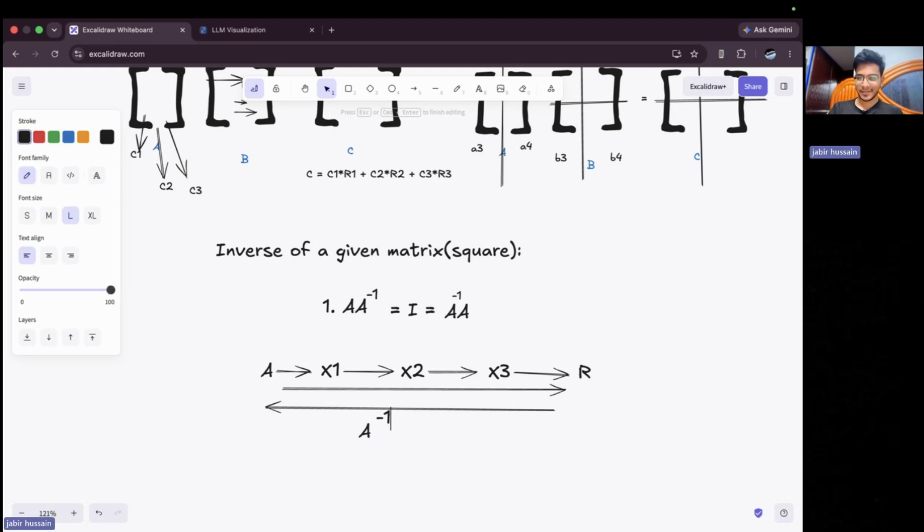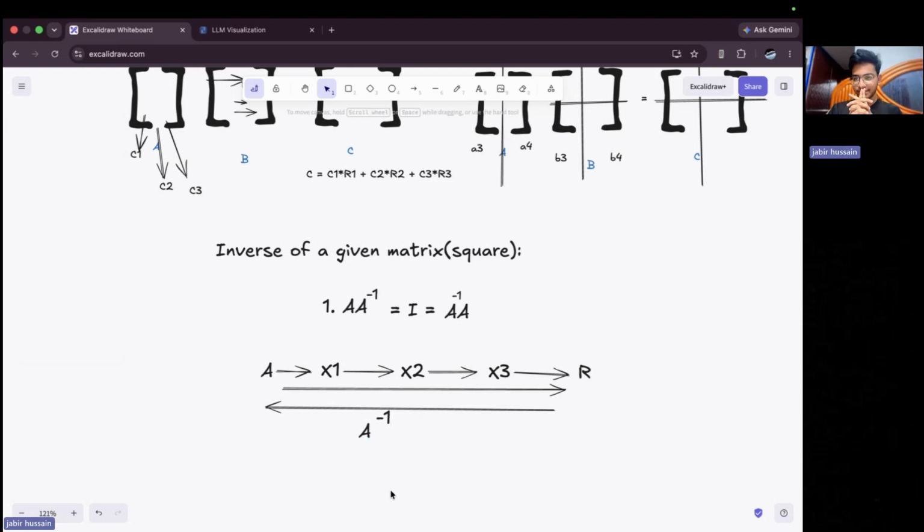This is the meaning of an inverse. So when you perform operations, let's say you're performing a line of operations, the reverse of that line is the inverse of A. Basically, A is the opposite of A inverse, and A inverse is the opposite of A.